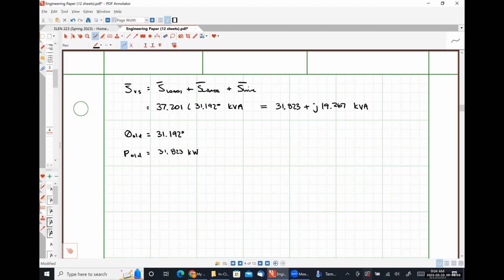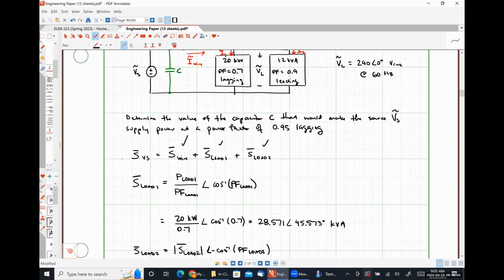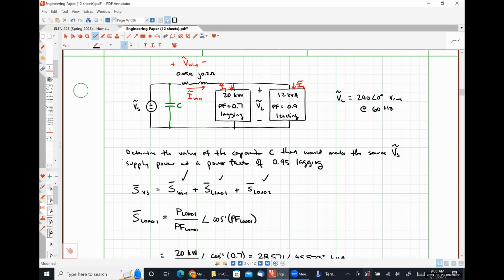The voltage, okay? So we're going to figure out VS. We know V wire, we know VL. How do we do it? Just add them. VS is just going to be V wire plus VL. 100% right. That's what Kirchhoff's voltage law tells us.